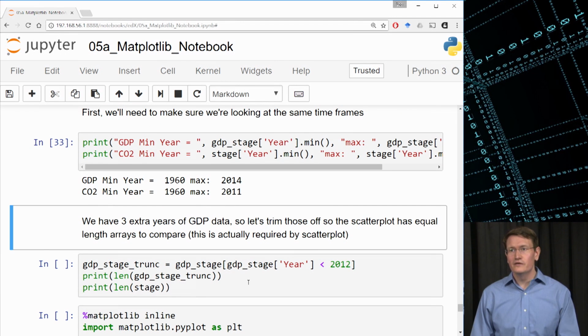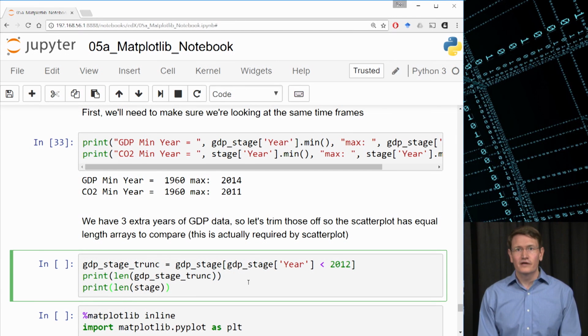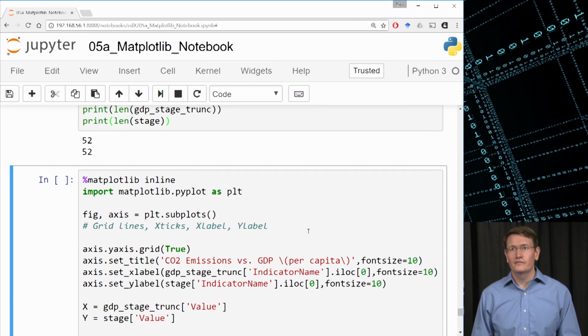To do this trimming, I'll just ask for the years before 2012. And then I'll check that our data has the same number of values for both the GDP and the CO2 emissions. There we go. So we have 52 years worth of data for both.